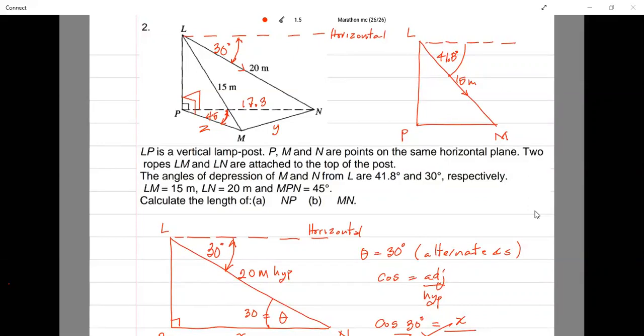PN is 17.3. What we don't know is PM. Before we can find MN, we have to find PM. I call it here Z. This angle is also 41.8 degrees. They're alternate angles. Now, this is adjacent, and this is hypotenuse. That is also cosine.